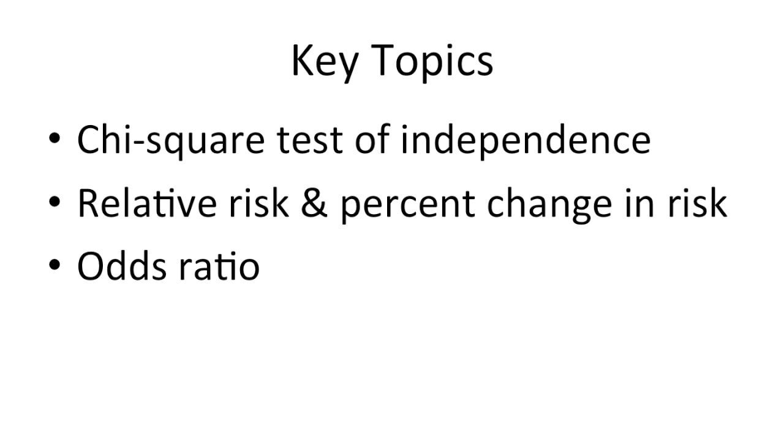These are the key topics that you're going to learn about this week. In this video, we'll walk through one example of using the 5-step hypothesis testing procedure to conduct a chi-square test of independence. We'll also look at examples of relative risk, percent change in risk, and odds ratios.